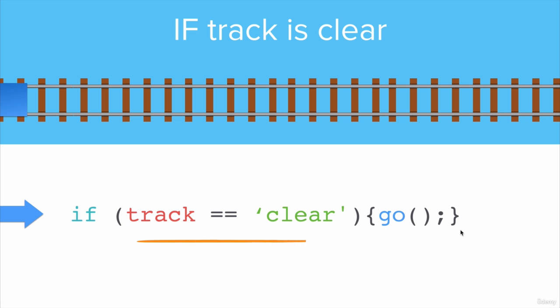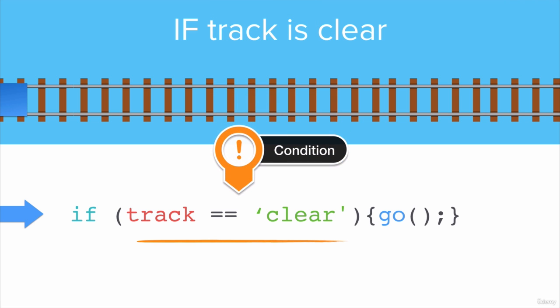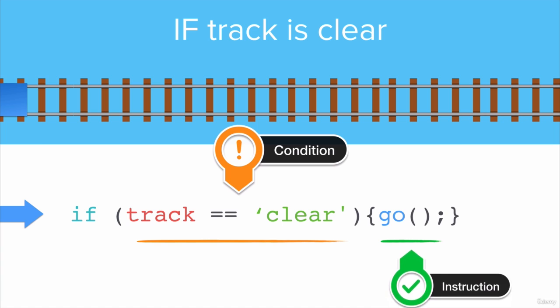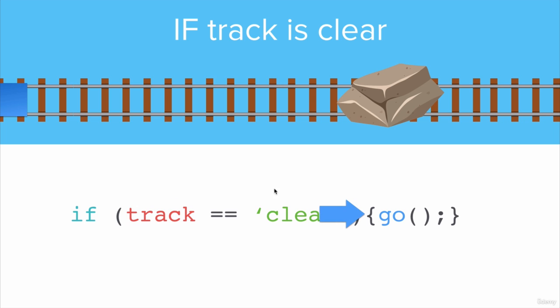If we go through this statement, this is where the condition is, and this is what the instruction is. So when the computer evaluates the statement, and the track is indeed clear, then it will just go. But if when we evaluate this, it's not true, the track is not clear, in this case there's a giant rock there, then it won't carry out the instructions inside the curly braces. Instead, it will skip all of this and go on to the next line of code that it needs to execute. So in this case, the train goes nowhere.